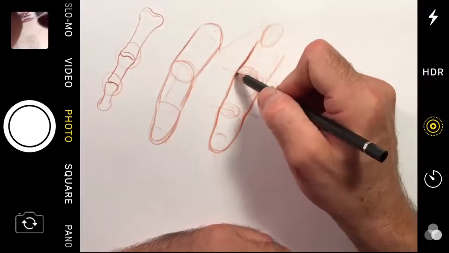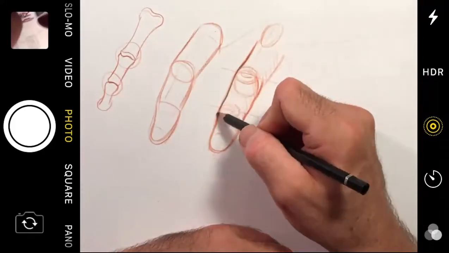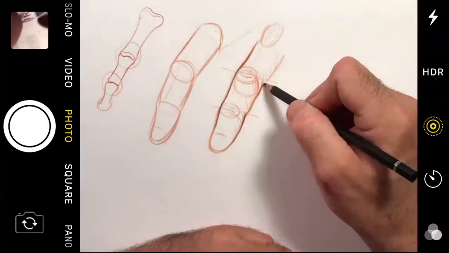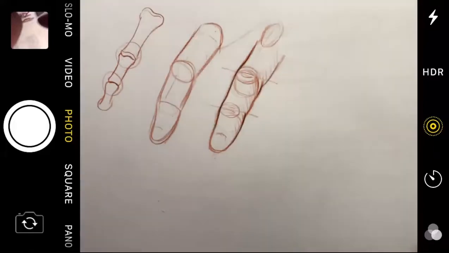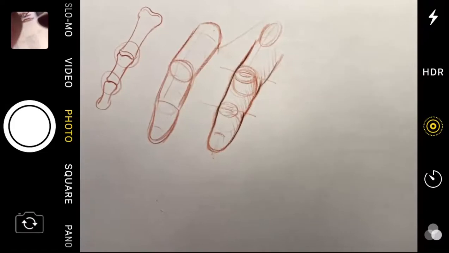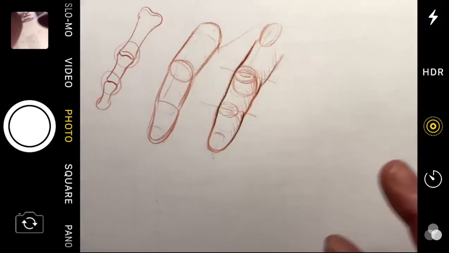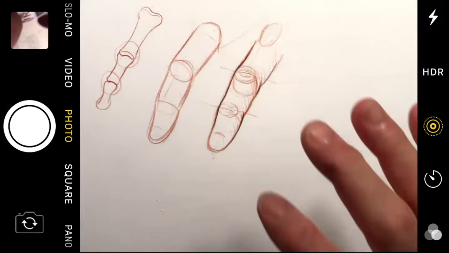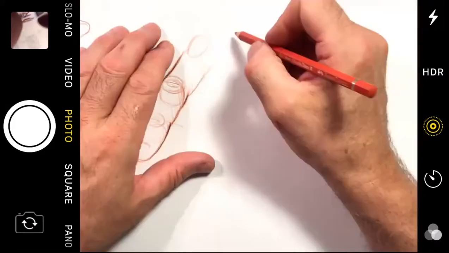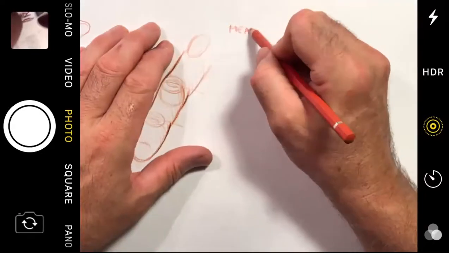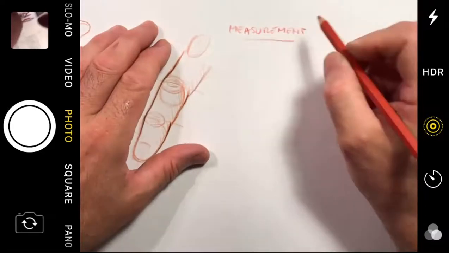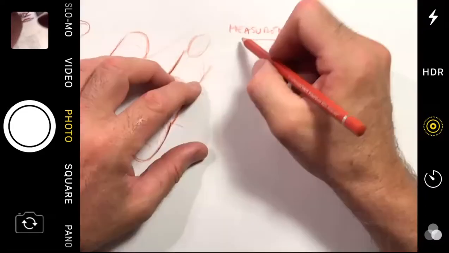Then eventually you can block in these more organically. Now you need your model more and more, because now you get after details. But the idea is this: you're going to subdivide your drawing approach into different phases. One is the measurement. The measurement of your subject has no aesthetics involved.